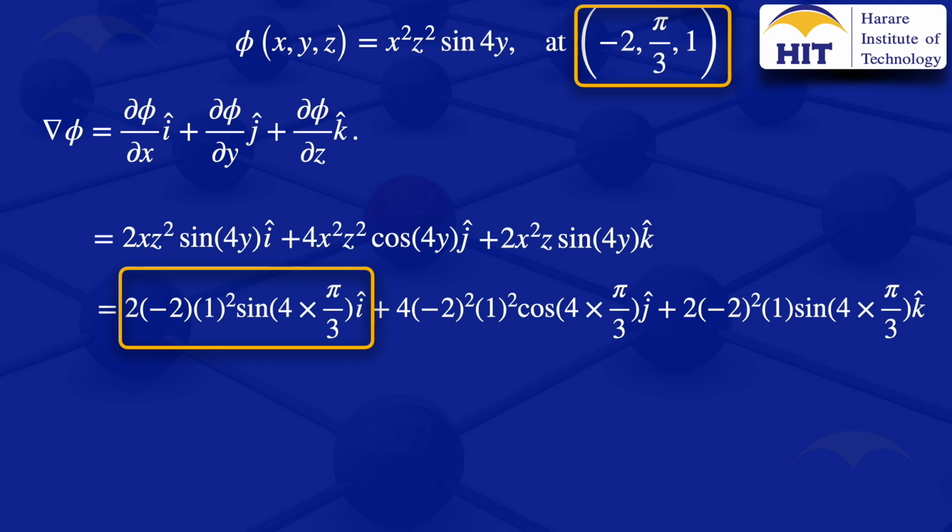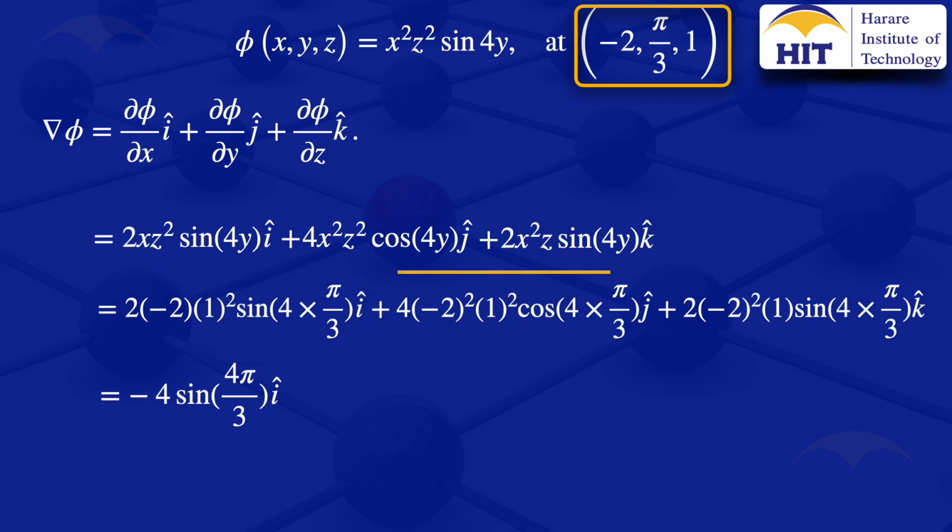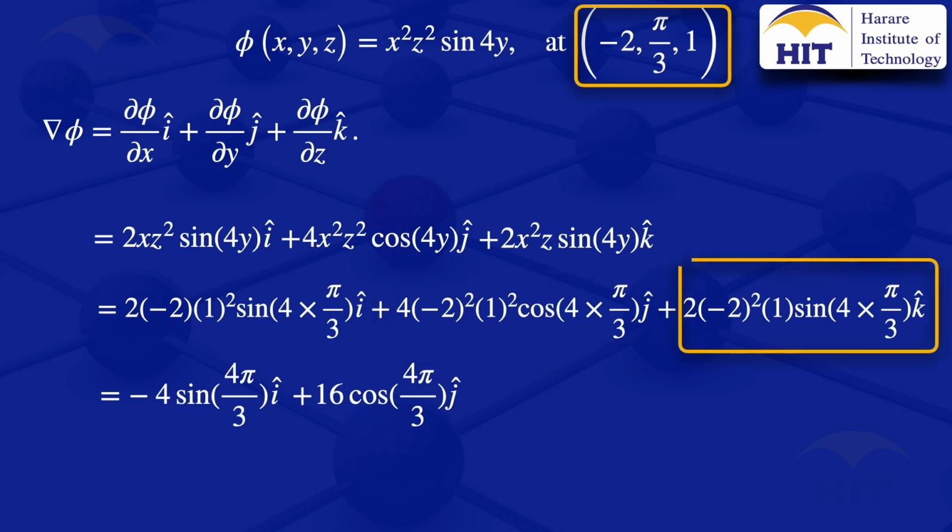I can now go on and look at this part here so that we try to simplify. The 2 times minus 2 gives us a minus 4, then minus 4 times the 1 squared will be minus 4. So that expression there that I've highlighted simplifies to minus 4 sine of 4 pi over 3 i. I then move on to the next part here, 4 times minus 2 squared. That will give us 4 times 4, that's a 16, then times 1. So we'd have 16 times cosine of 4 pi over 3 j. I move on to the next part here. We are now having 2 times minus 2 squared. That will give us 2 times 4, that's an 8, then times 1. So we'd have 8 times sine of 4 pi over 3 k.